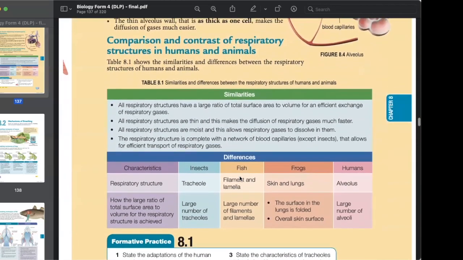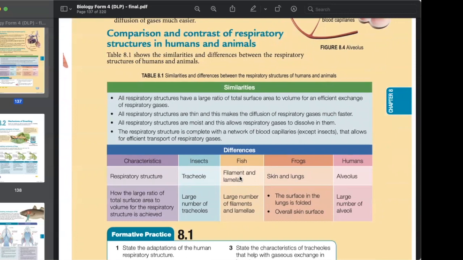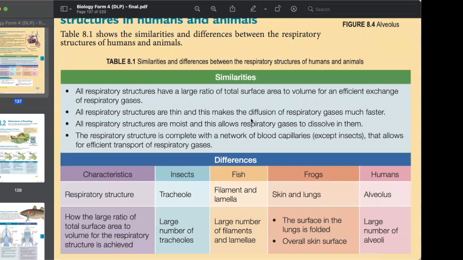Okay, now we are going to study what is the different and similarity, okay, comparison between human and animal. Inilah animal yang kita nak bincang ni adalah insect, fish dan juga frogs. Similarity dia, okay, kita pergi satu-satu lah. Kita besarkan sikit. Okay, all respiratory structure have a large ratio of total surface area to the volume for efficient exchange respiratory. Okay. Lepas tu, ingat, kalau similarity, awak mesti mention all.